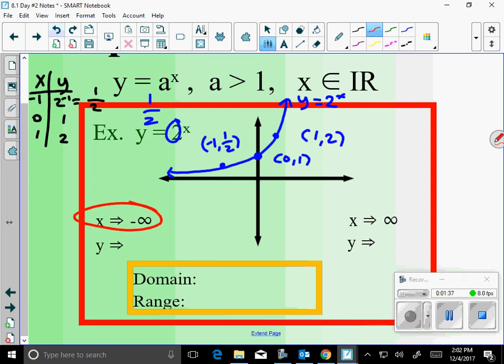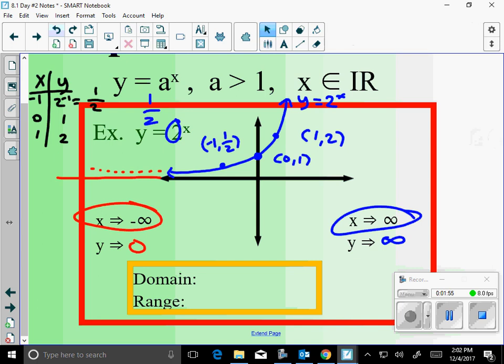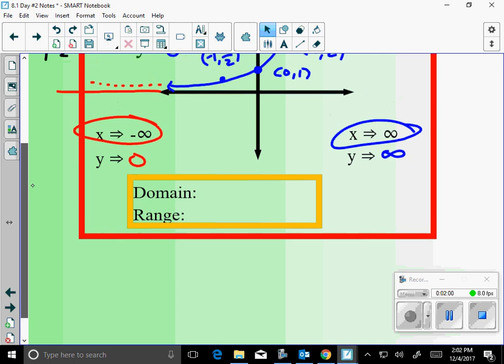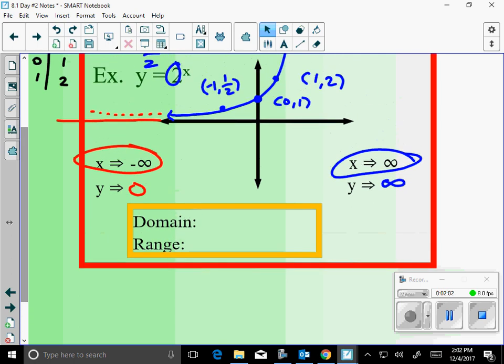Okay, so let's talk about this for just a moment. As x goes to -infinity, what happens to y? What does it approach? Out here, it's going to 0. It never equals 0. That's interesting. And as x goes off to the right forever, y increases exponentially, therefore to infinity. So what is our domain of 2 to the x? Yes, our domain would be all real numbers, right? And our range would be 0 to infinity.